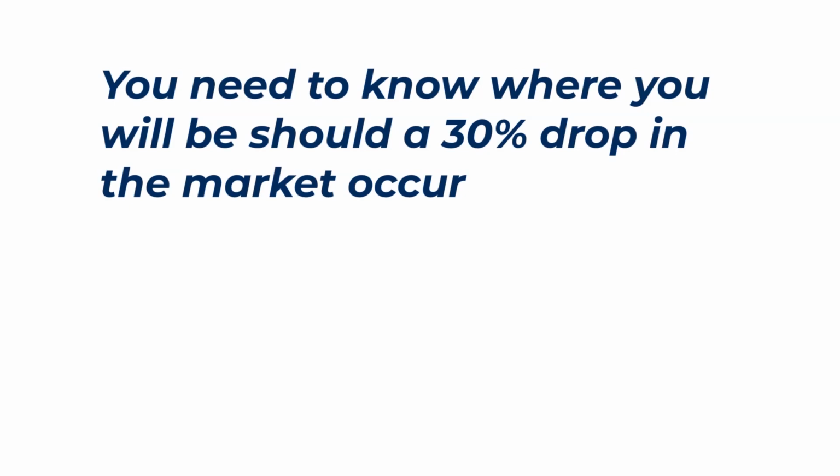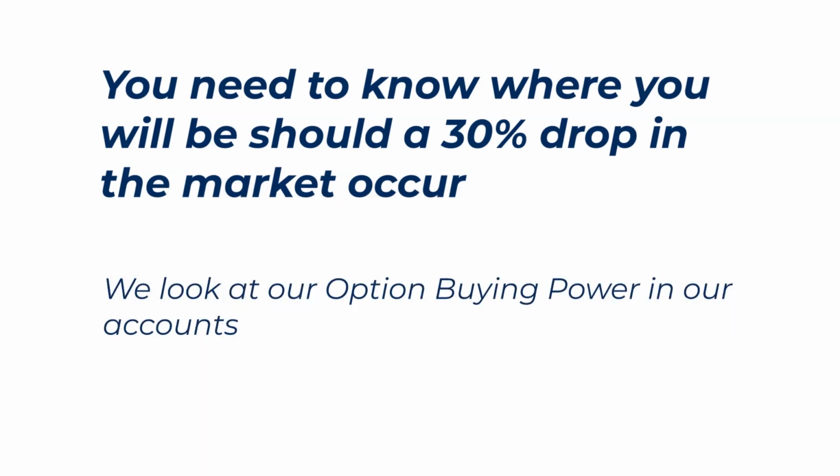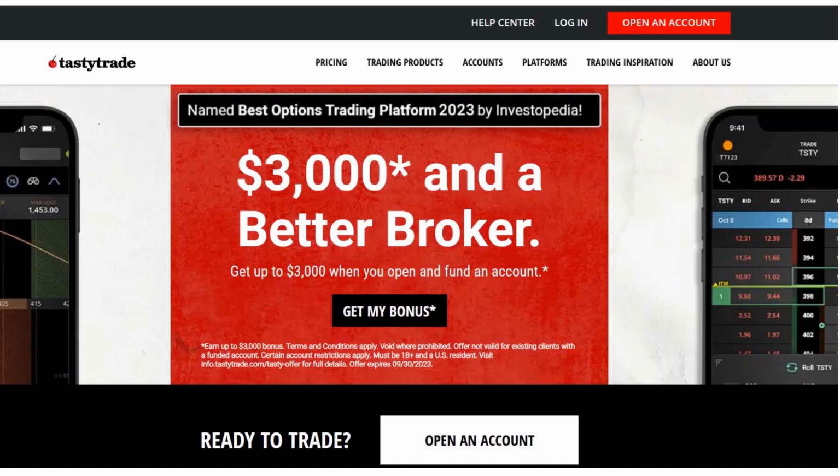How do we do this? We look at our total option buying power in our accounts. As in the previous rule, I like to stay between 30 and 50%. This way, when something does happen, I can invest more and take advantage of the sale. All right, we're going to take a look at a couple of trades and really break down the buying power and max loss that can occur should there be an event.